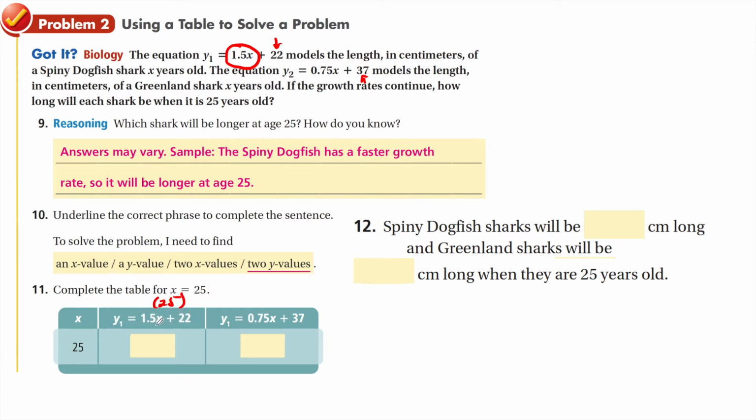So 1.5 times 25 plus 22 is going to equal 59.5. Well, if we do the exact same thing for the Greenland shark side and change that x to a 25, we are then going to get 0.75 times 25 plus 37, which will give us 55.75 centimeters. So the spiny dogfish shark will be roughly 59.5 centimeters long, and the Greenland shark will be roughly 55.75 centimeters long when they're both 25 years old.